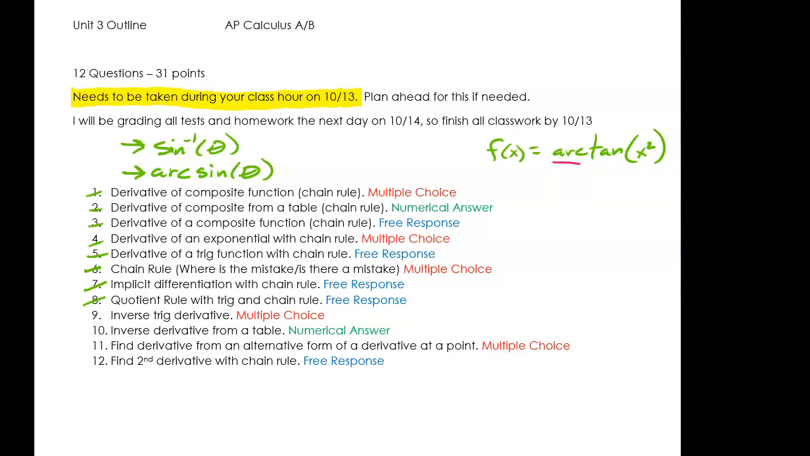So on your note card, make sure you write down the formulas for the arc functions. I haven't a clue what the derivative of arctan is off the top of my head. It is not one that I ever use enough to try to memorize, so it's something that I just look up. And to me, that's the ideal purpose of a note card or textbook. Okay, so there's inverse trig derivative.